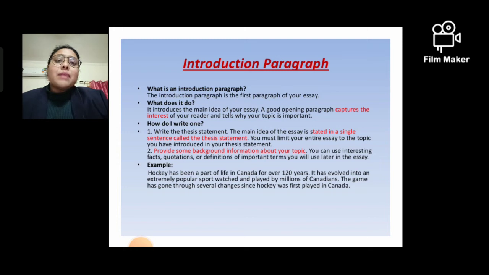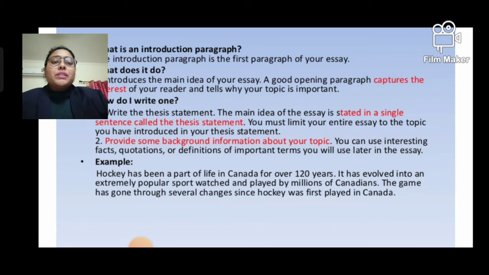You can see the example over here. In the PPT it has been given. Hockey has been a part of life in Canada for over 120 years. You see here the very first line says that in Canada, for over 120 years.